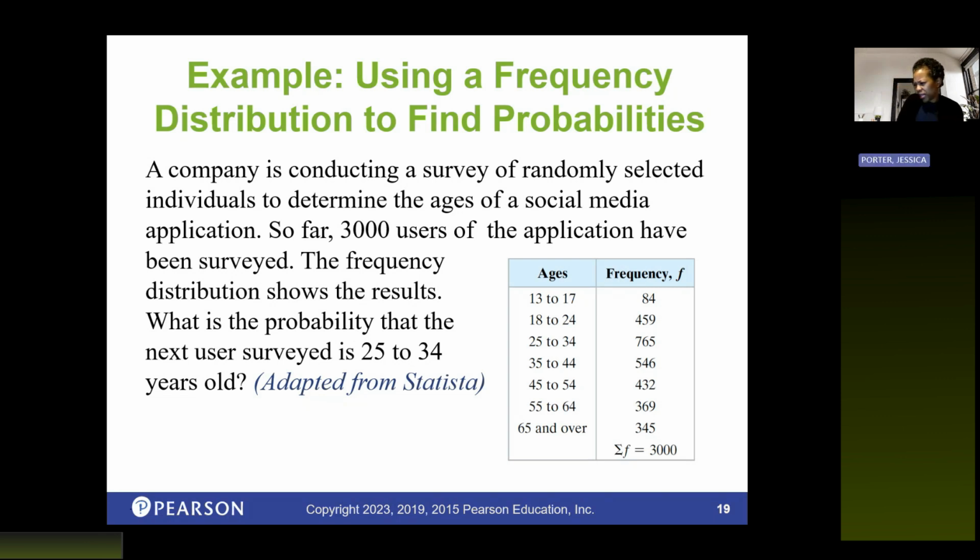I see 546, but that is the fourth line down. We're looking for 25 to 34-year-olds. Okay, no worries. Because here is where we're looking. And you guessed it, that's going to be 765 divided by 3,000.